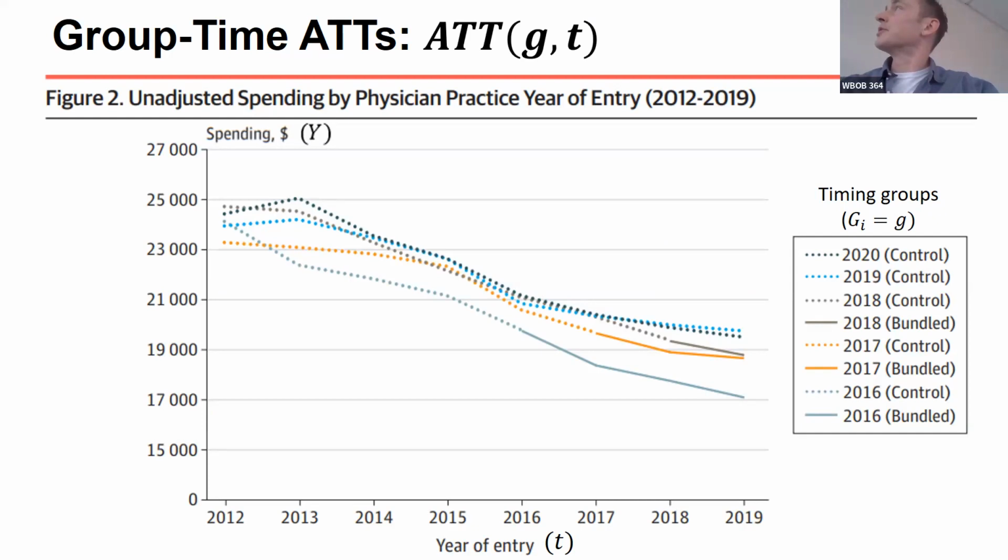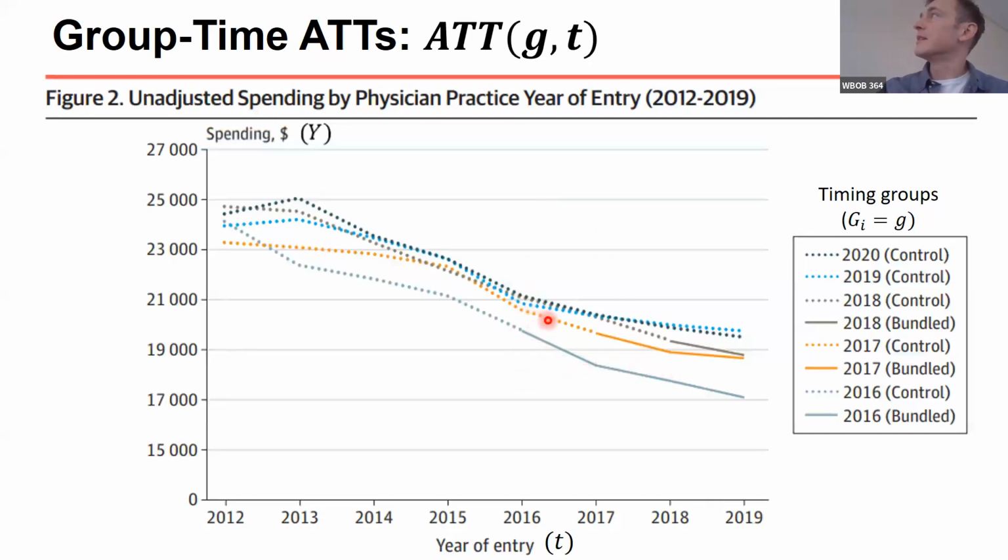This is a figure from their paper showing average spending by timing. I call them timing groups. Some people call them cohorts. So, for example, you can see the 2016 treatment group is here, and they're untreated when the line is dotted, and then they become treated here, and their spending falls.